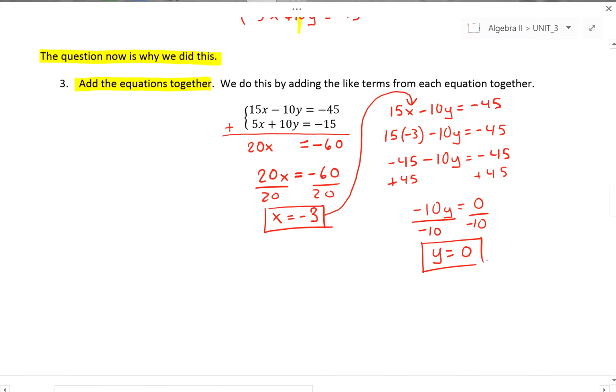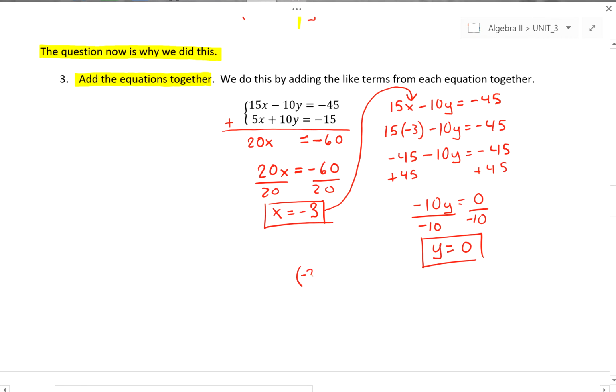So y equals 0. I now have both the x and y coordinate that represent the solution to my system of equations. But what we want to do is make sure that we write our solutions as coordinate points. So the coordinate point that is the solution to this system of equations is the coordinate point negative 3, 0. So negative 3, 0 is the solution to our system of equations. If we were to graph the two equations in our system of equations, negative 3, 0 is the location at which those two lines would intersect each other.